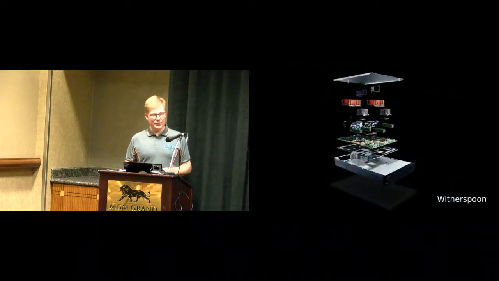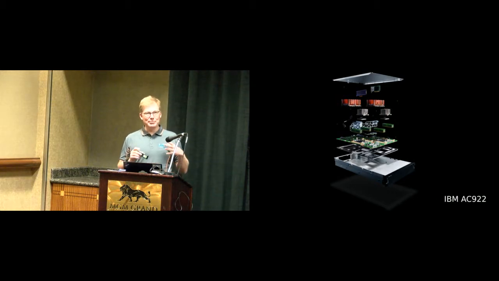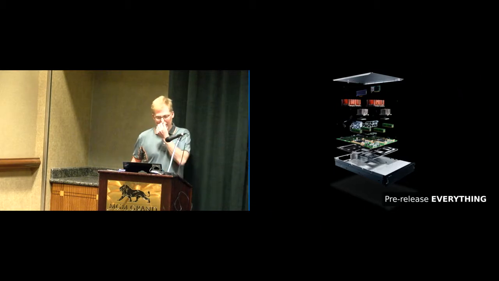And specifically, I'm going to focus on a system that's known internally as Witherspoon, but is publicly known as AC922, because you get product names and numbers rather than big long names there. And it's all about talking about firmware with pre-release everything.